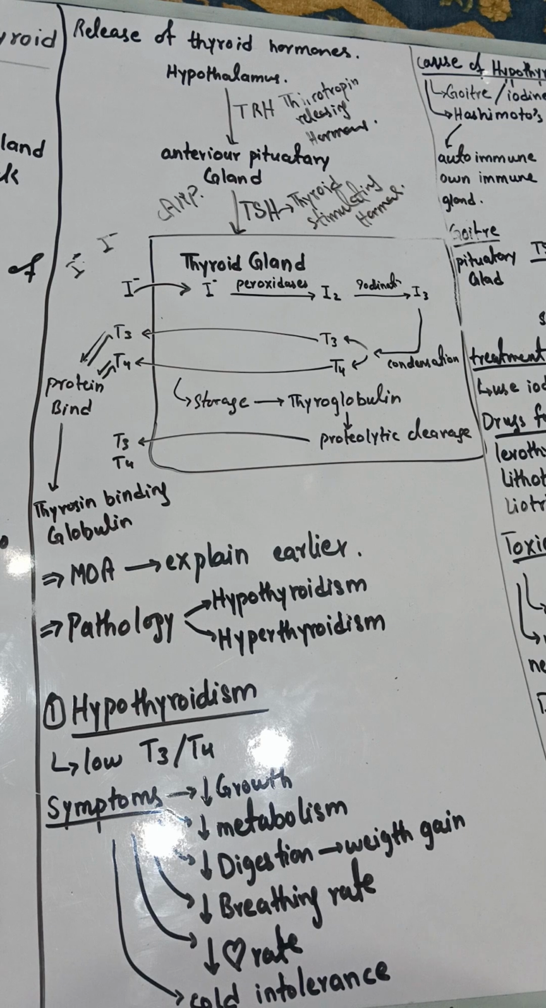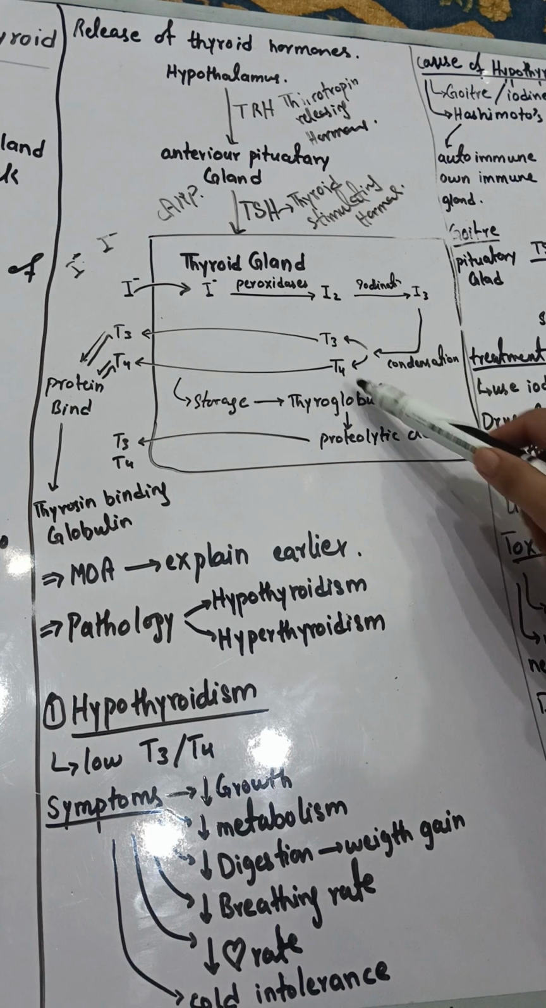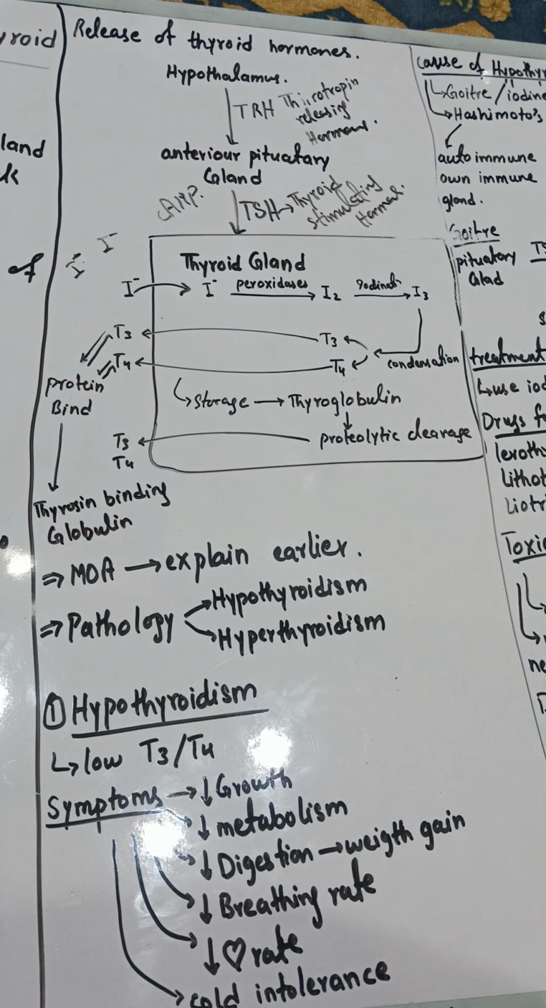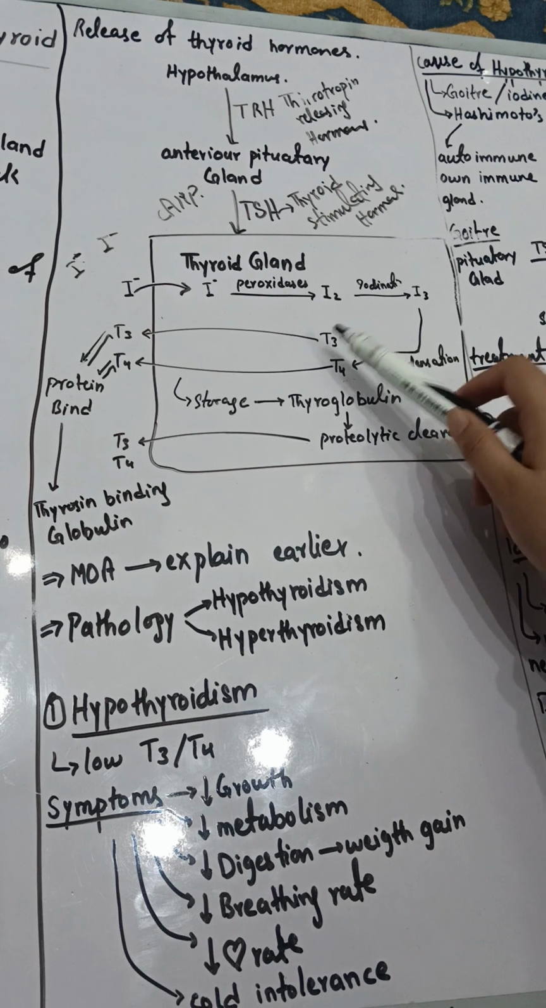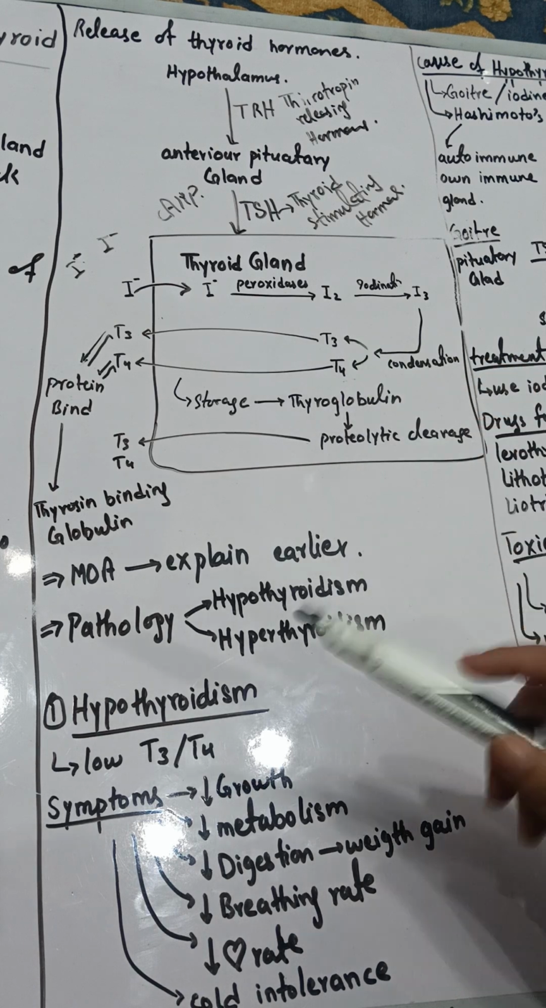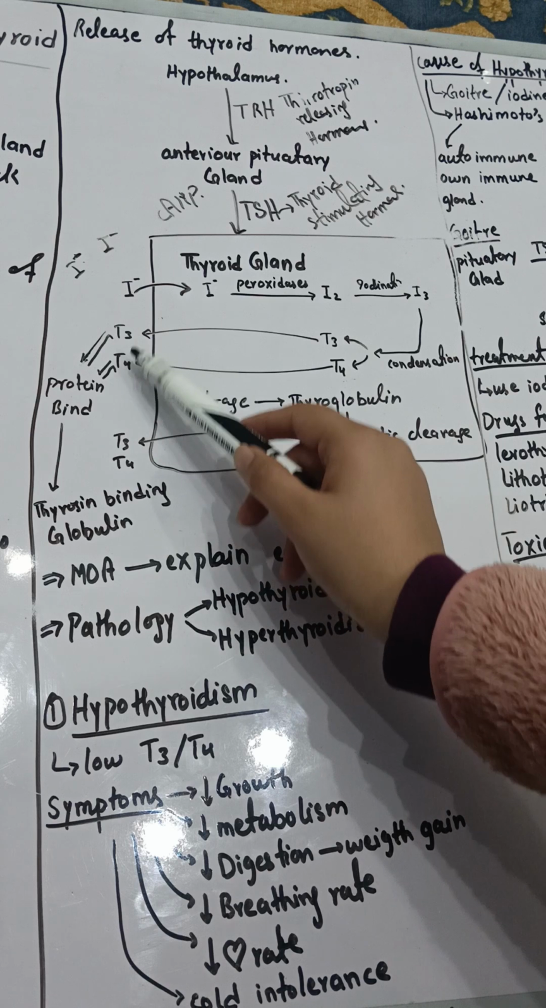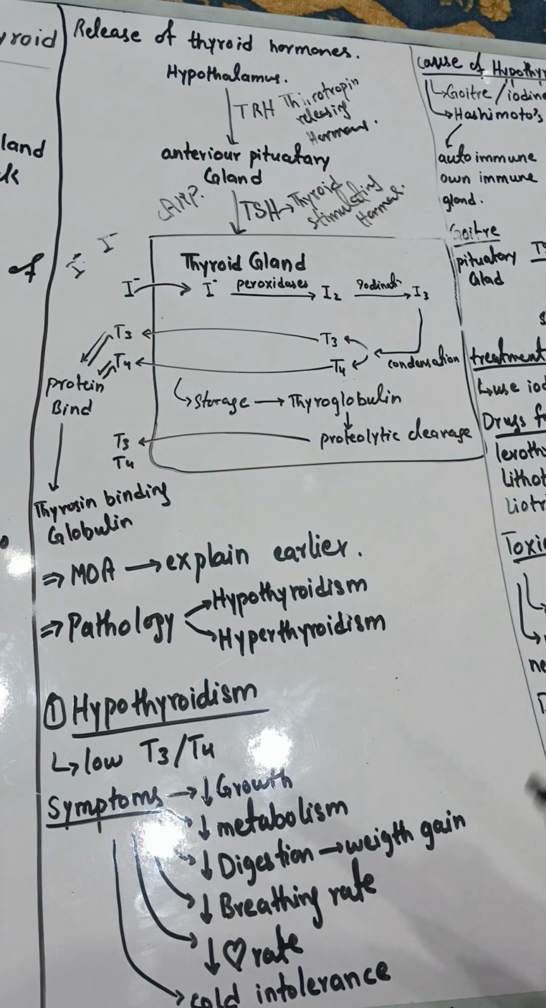How are they produced? Actually, the condensation happens between two diiodothyroxine molecules. When two diiodothyroxine molecules combine, T4 will be produced. And if monoiodothyroxine and diiodothyroxine combine, they will lead to the formation of T3. After their formation, they will move out of the thyroid cell and be released directly into the blood.